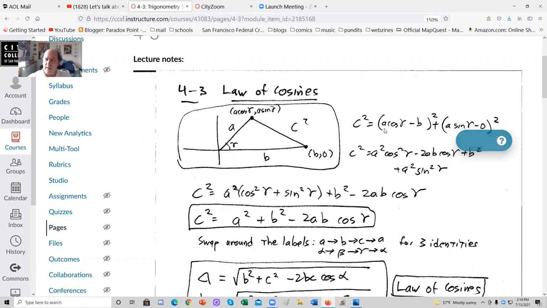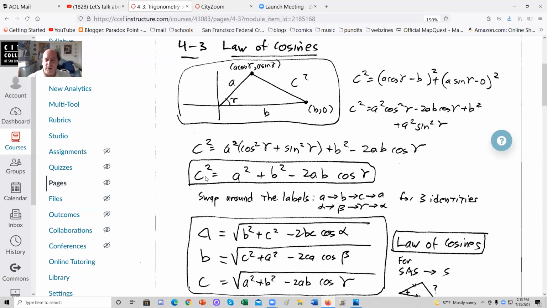And now we're going to expand it and simplify. First we expand the square of a difference: a squared cos squared gamma minus 2ab cos gamma plus b squared. This minus 0 just goes away, and so we get a squared sine squared gamma. Now these two, a squared cos squared gamma and a squared sine squared gamma, we put together as a squared times (cos squared gamma plus sine squared gamma). Then there's a b squared term, and then there's a minus 2ab cos gamma. Now, cos squared gamma plus sine squared gamma is always 1. So this just becomes c squared equals a squared plus b squared minus 2ab cosine gamma.